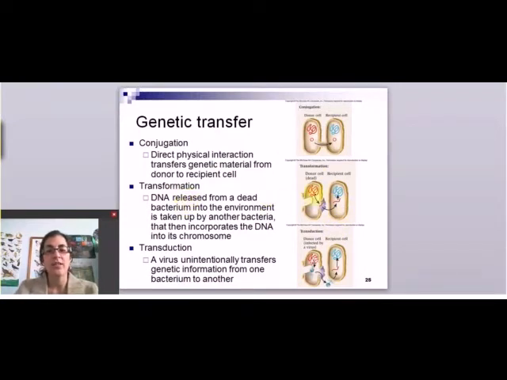Transformation is when DNA is released from a dead cell, and then that DNA in the environment is picked up by another cell, which can then incorporate that DNA. So a cell dies, releases its DNA, and a different cell picks up that DNA. And then the last one is transduction. This is when a virus will accidentally transfer genetic information from one bacterium to another. And this will actually negatively impact the virus, but can be a benefit to the bacteria.